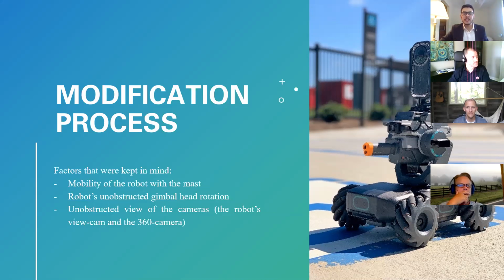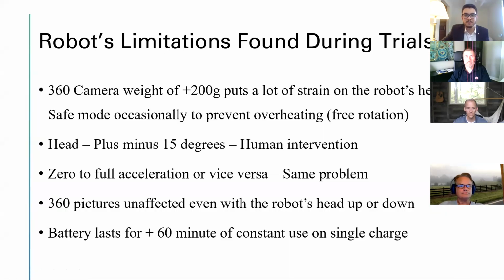Later on, we discovered that even if it doesn't rotate its head, even if its head is up or down or left or right, it doesn't matter for our pictures at the end of the day, because they're 360 photographs and they're just going to take everything around it. And then unobstructed view of the cameras, the robot's view cam, which you can see is this thing that looks like a single eye on its front, and then the 360 camera. We did not want to obstruct that.